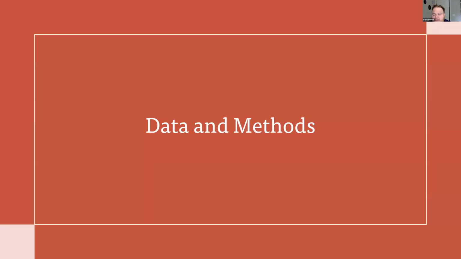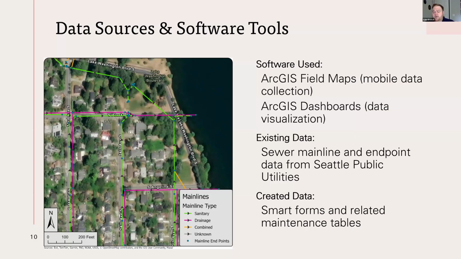So, a quick look at the data and methods I used in my project. Like I mentioned at the top, ArcGIS Field Maps and ArcGIS Dashboards were chosen as two tools included with that base level Esri subscription, along with data being hosted in ArcGIS Online. For this project, I pulled existing data, specifically gravity main lines and gravity manhole layers from Seattle Public Utilities, simply because their sewer asset data is open source. They host all that online.